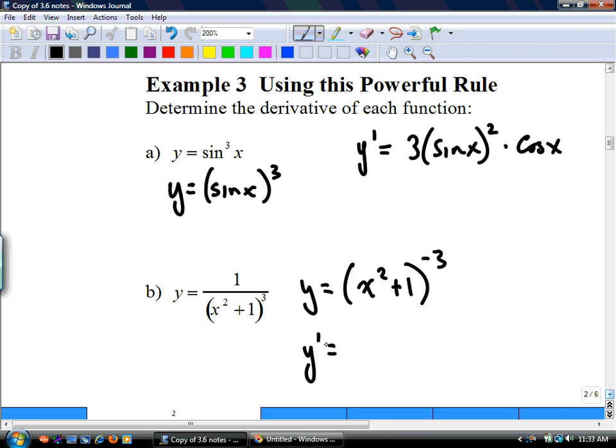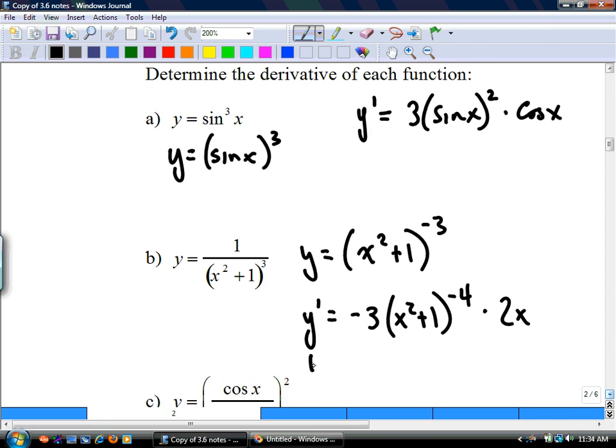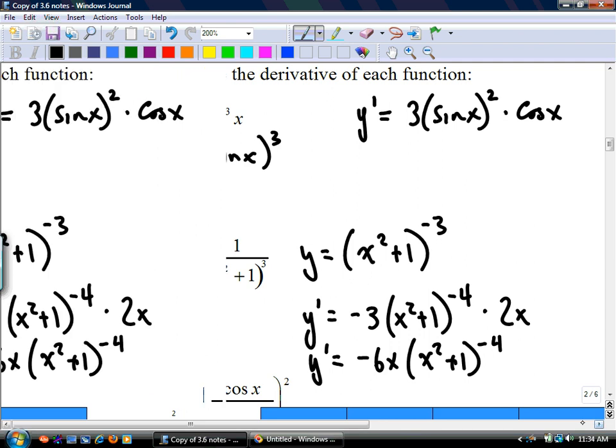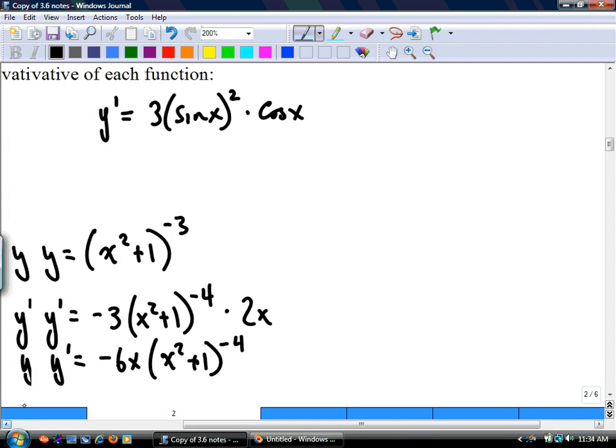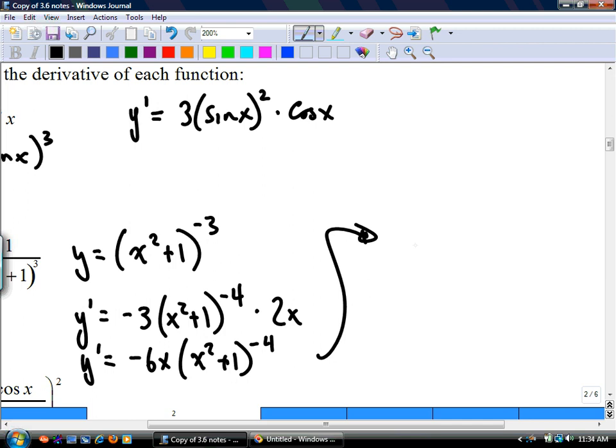So y prime is, you guys got an answer there? Oh, you went way too far, okay, so I want to do this in 2 steps. What's the first step? Times 2x. Good, and then you cleaned it up a little bit more, and you wrote it like negative 6x times (x squared plus 1) to the negative 4. And then if I was all cool about it, I could change it back into some fraction looking thing. To me, no. To the AP exam, maybe. I see it all as the same thing.